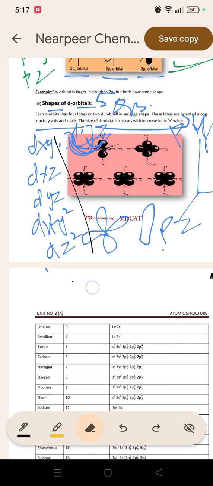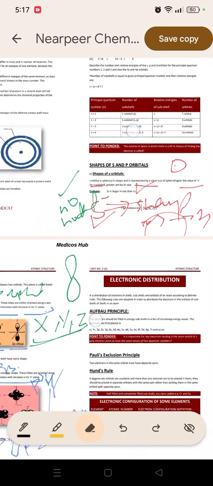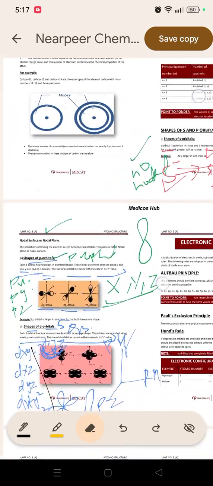We don't have much more about this orbital, whereas this was all about the shapes of orbitals s, p, d, and f, and nodal plane, nodal surface. So I'm sure it's clear to you.